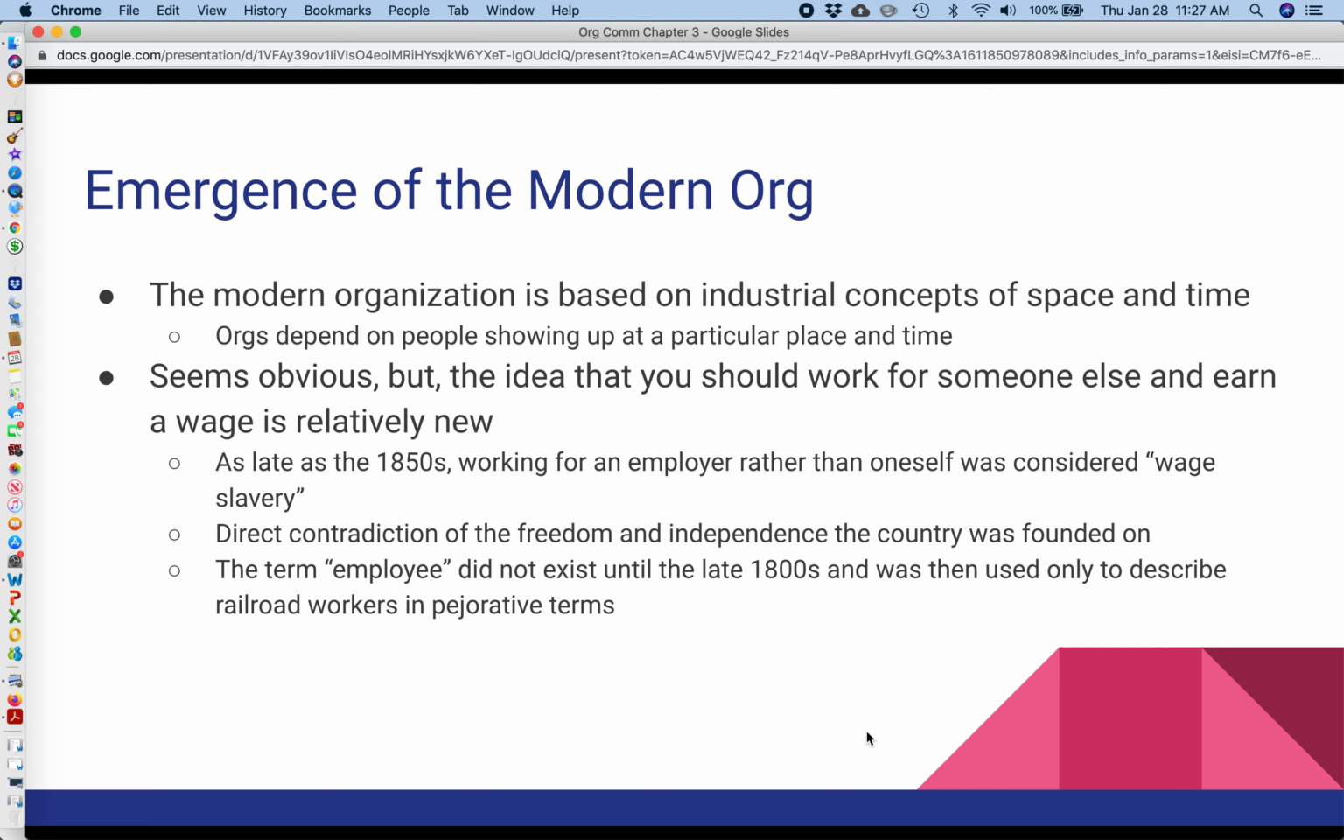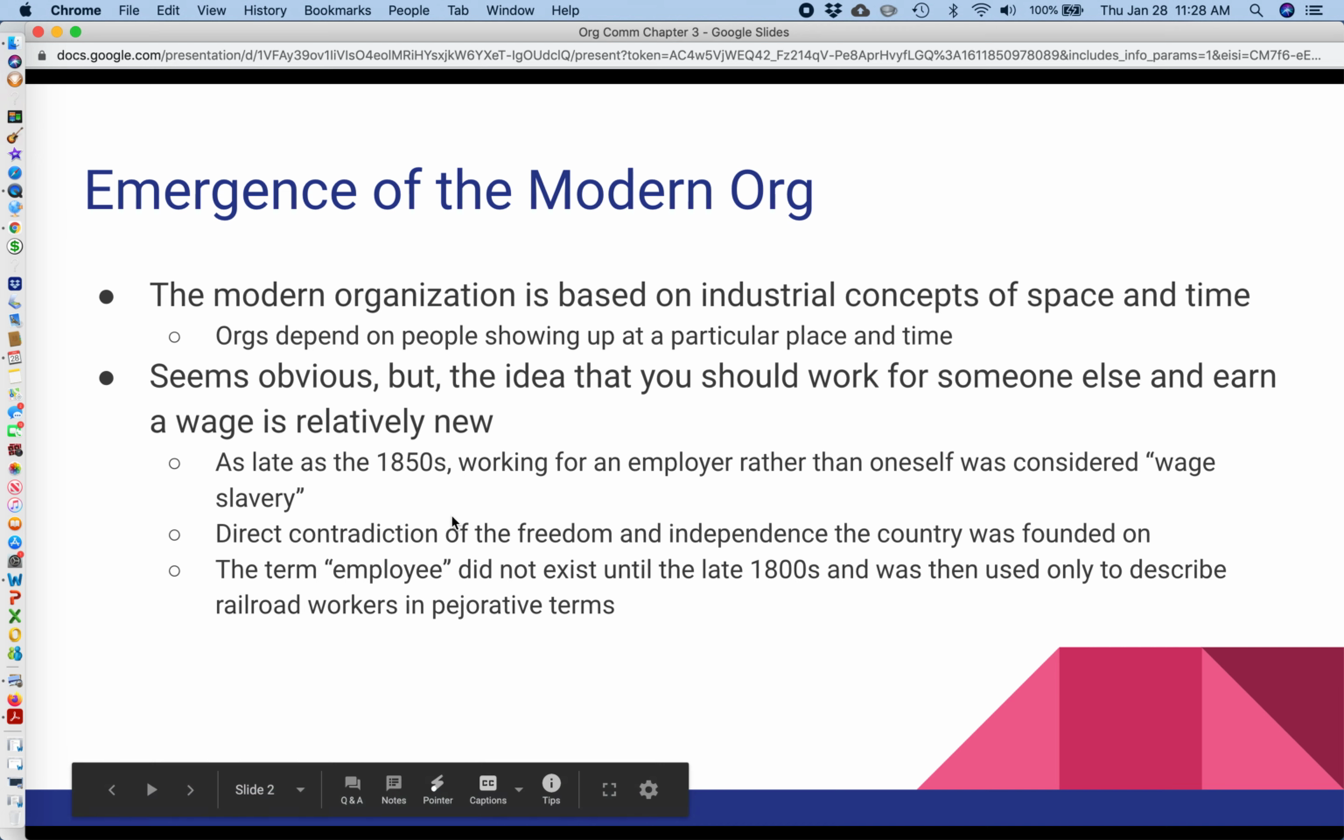So this idea that you should go to work with a bunch of other people for someone else and earn a wage instead of being an entrepreneur is pretty new. Indeed, as late as the 1850s, the idea of working for an employer, a big organization, instead of yourself was called wage slavery. It was looked down upon. People thought that going to work in a factory was crazy, just a bad way to make a living. They thought it was a direct contradiction of the freedom and independence that the country was founded on. They thought it was un-American to go work for a big company.